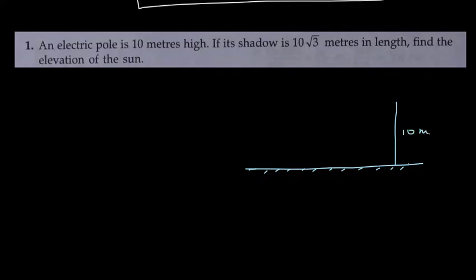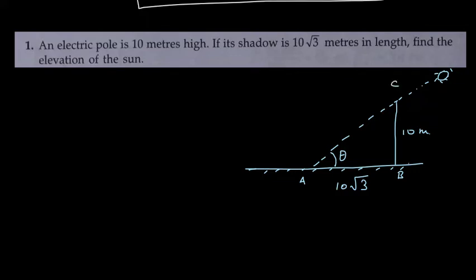Now this electric pole is making some shadow on the ground. So how the shadow will be? The shadow will be something, it will come like this. Say AB is shadow and the length of this shadow is 10 root 3. So there will be sun somewhere here, and from that sun we are getting shadow. So electric pole is 10 meter in height, its shadow is 10 root 3 meter in length. Find the elevation of the sun. Elevation means this angle we have to find. Okay, so A, B and C I will take.